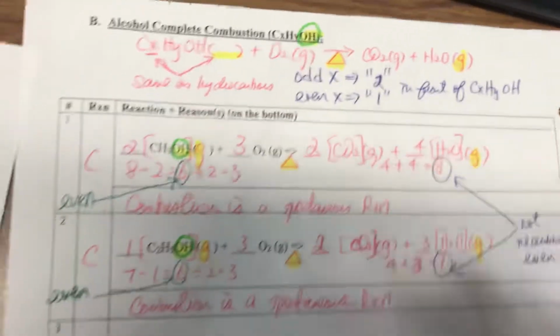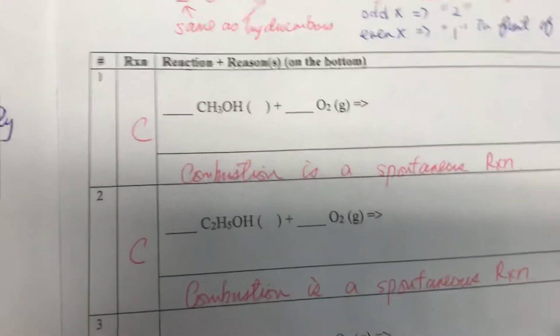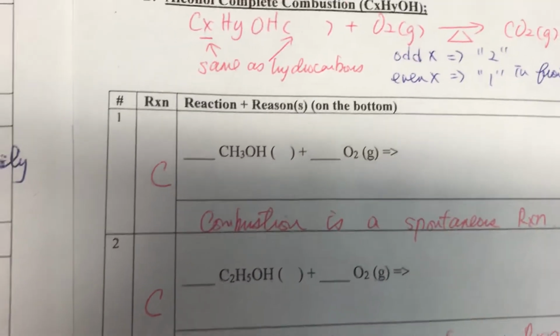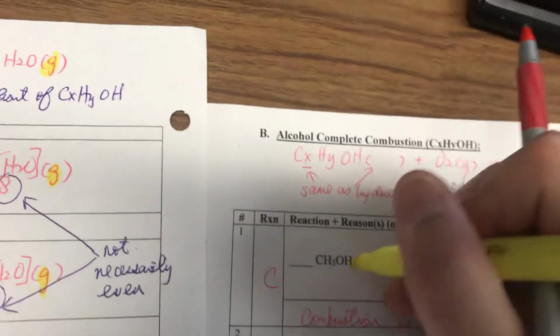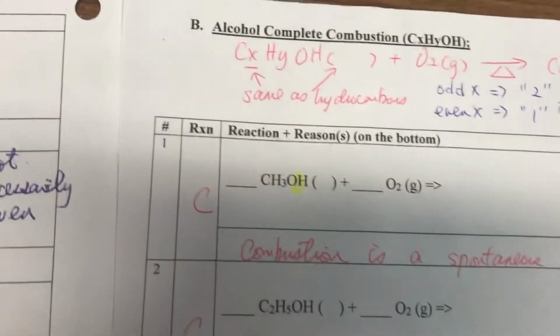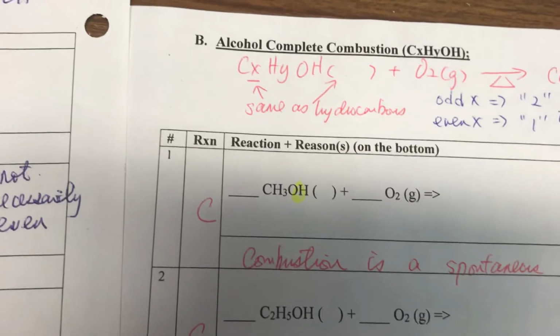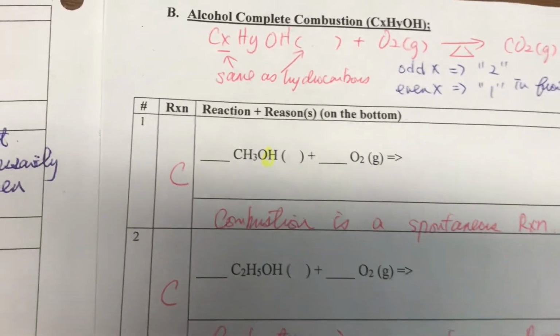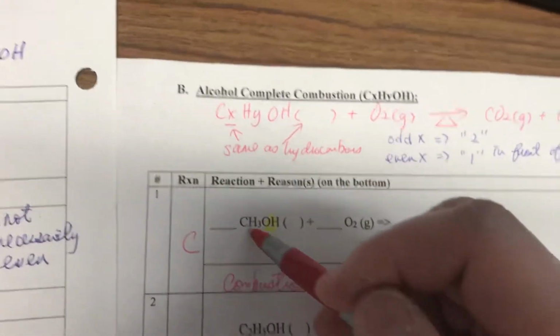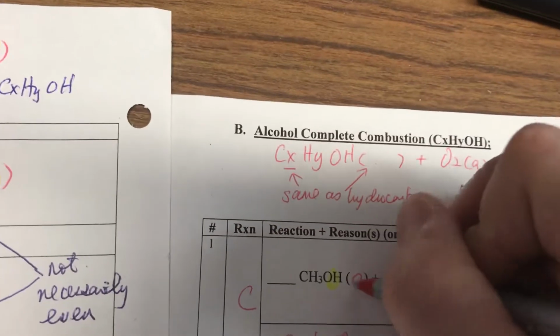So I'm going to do one question on this worksheet, okay? Now this is an alcohol, because I find OH. So for the state of matter, because this is C1, this is a gas.